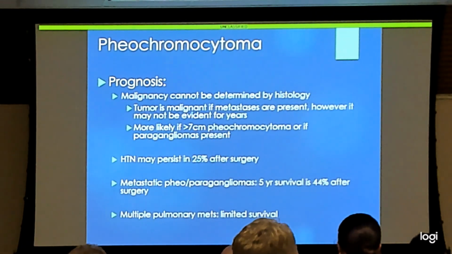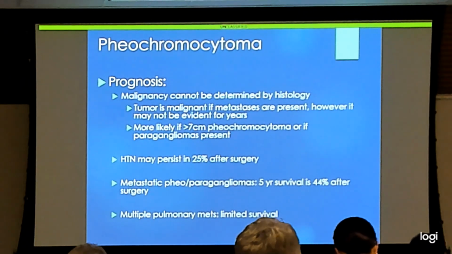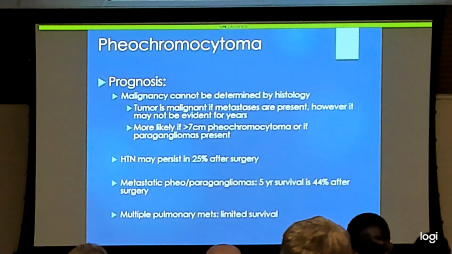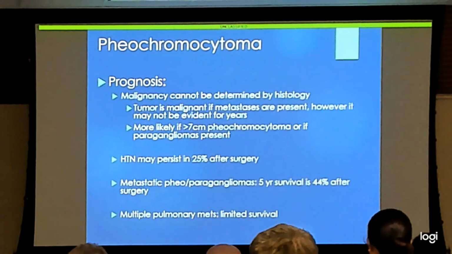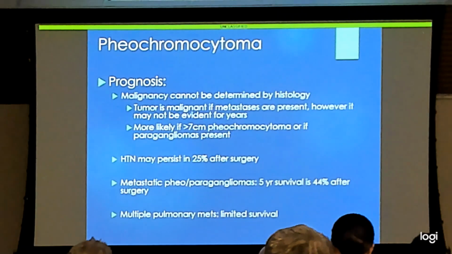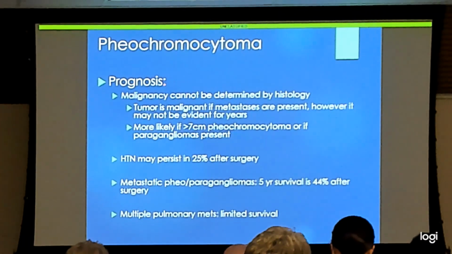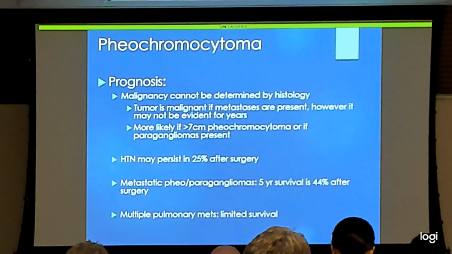This is the hard part. Hypertension might persist in 25% of people even after the surgery. So the patient is always wondering, is it still my PHEO, or am I better but still have hypertension left? It's a big thing to think about. The 5-year survival rate is 44% after surgery, because even if you resected that adrenal gland, there's always a possibility of it going elsewhere. Again, paraganglioma is much more likely to go elsewhere than a PHEO is.